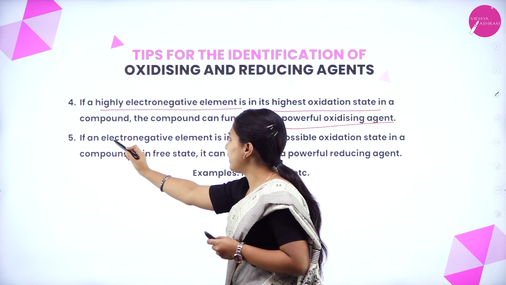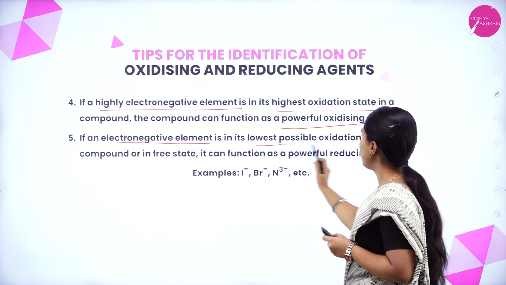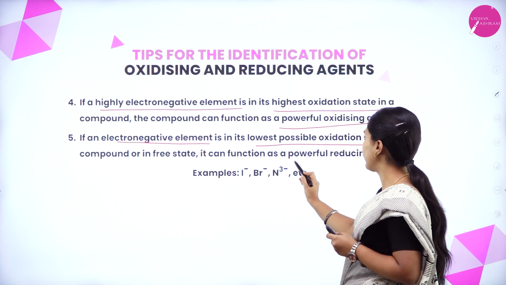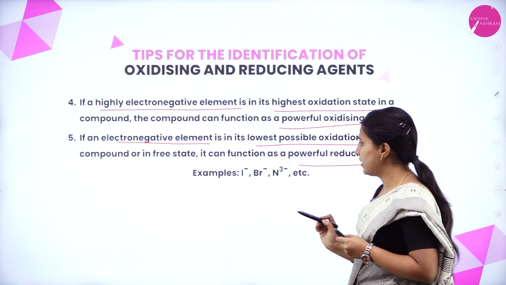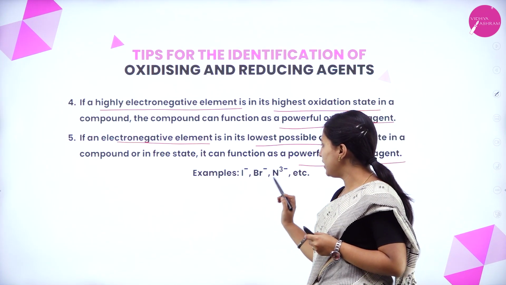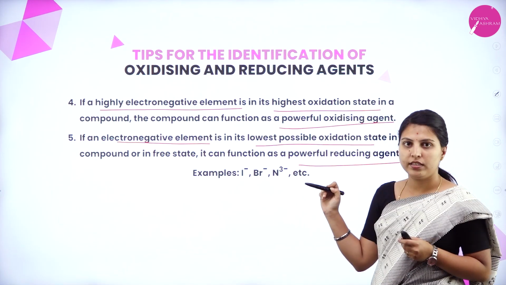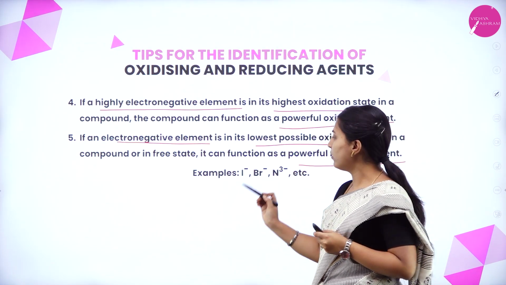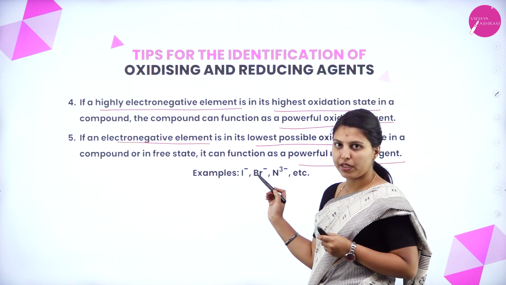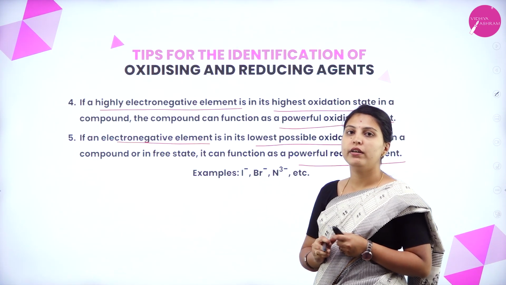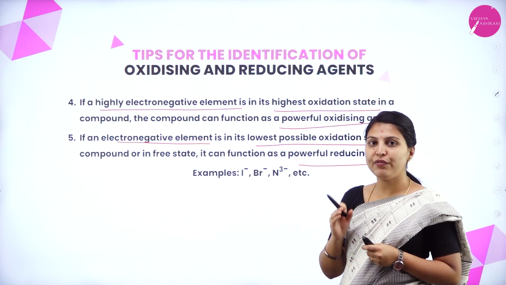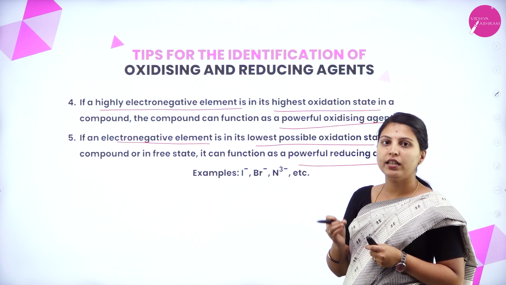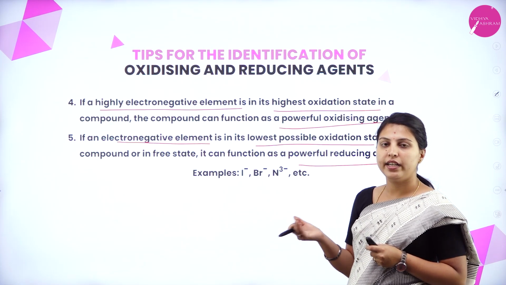If an electronegative element is in its lowest possible oxidation state in a compound or in the free state, it can act as a powerful reducing agent. See here, I minus, Br minus, N3 minus, etc. This is the free state and it has the lowest possible oxidation state. Also it is an electronegative element, so it will act as a powerful reducing agent. These are the 5 tips given to identify the oxidizing agent and reducing agent.